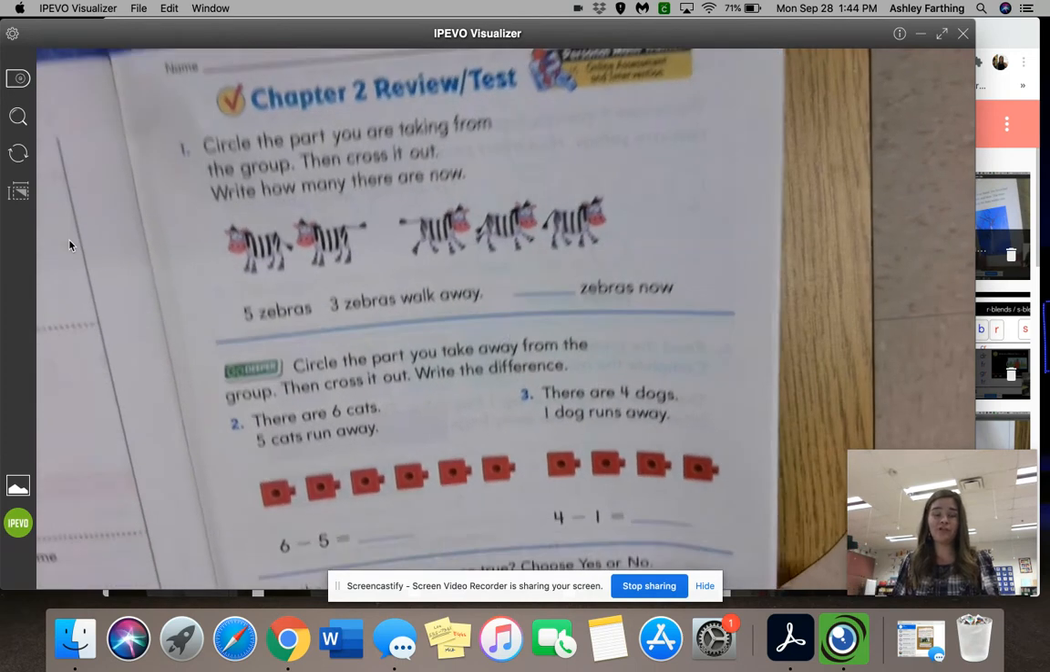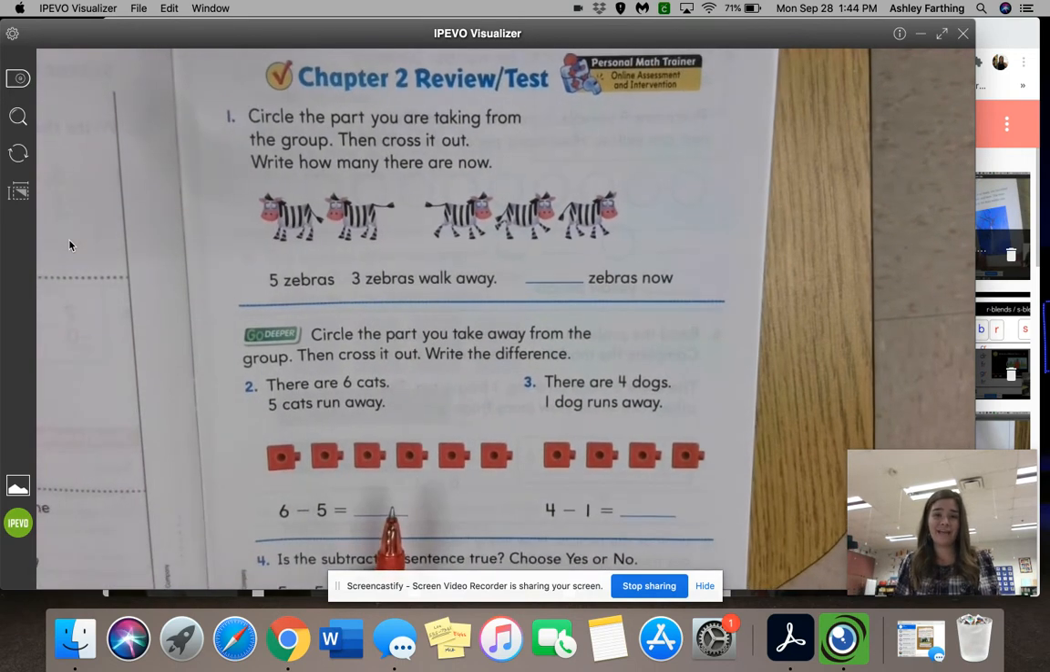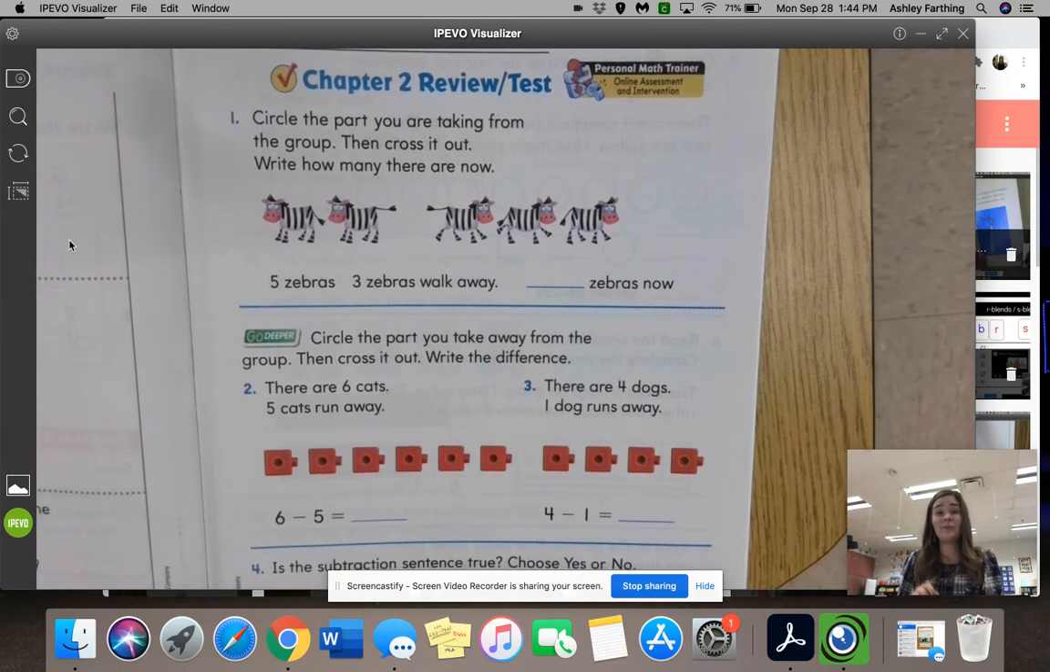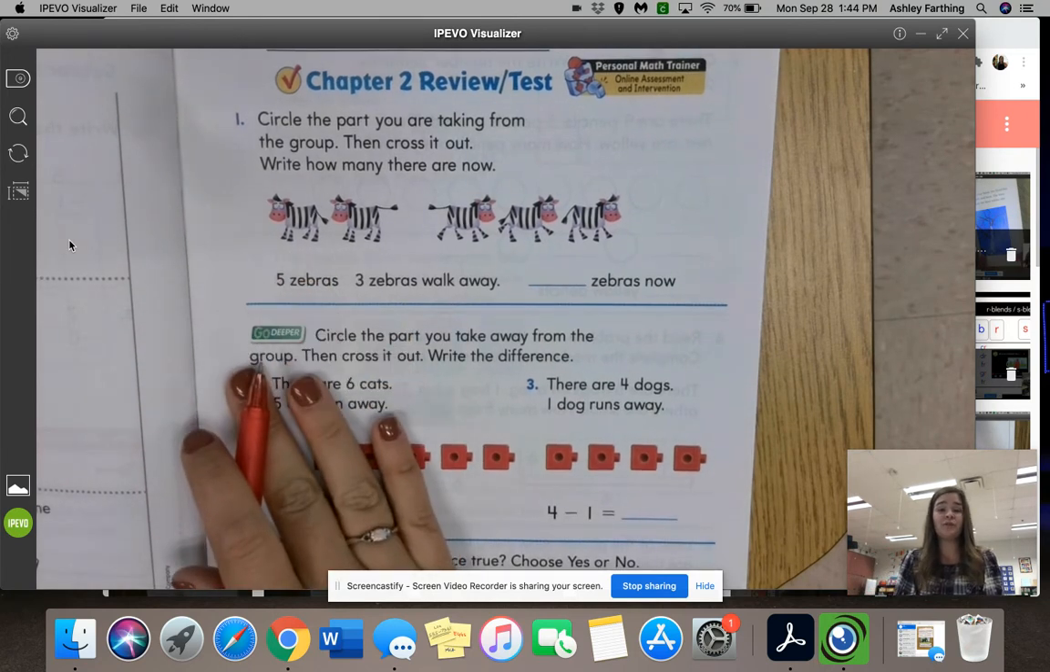We are going to complete the Chapter 2 review together today. So we're going to do the review today, and your test will be tomorrow. For our in-person kids, your test will be the next day that you're at school. So some of you will have it tomorrow, which is Wednesday, and some of you will have it on Thursday. Okay, so let's do the Chapter 2 review together.